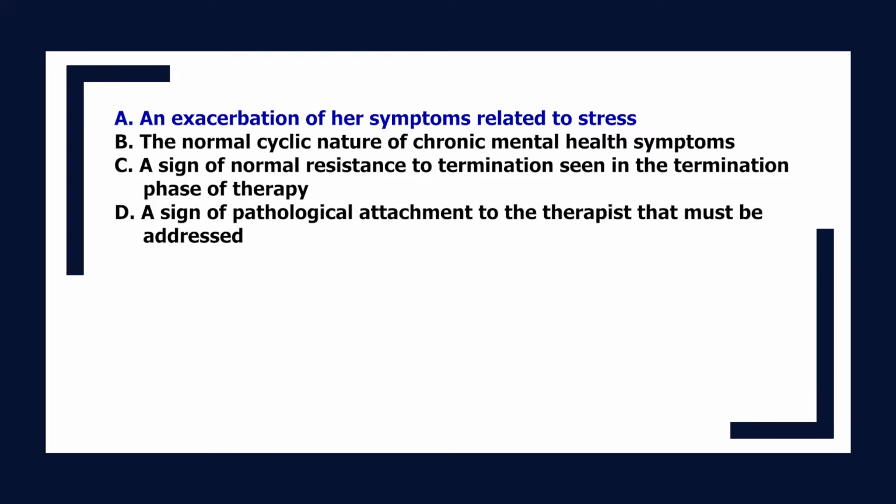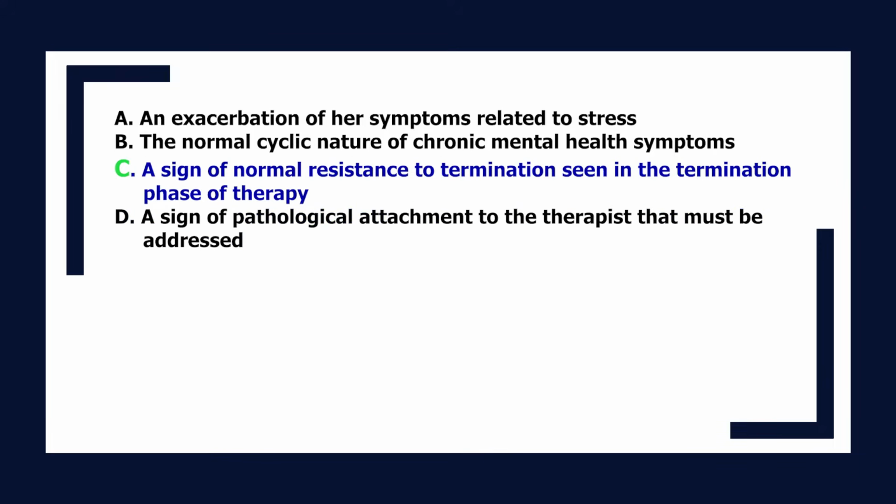A. An exacerbation of her symptoms related to stress. B. The normal cyclic nature of chronic mental health symptoms. C. A sign of normal resistance to termination seen in the termination phase of therapy. D. A sign of pathological attachment to the therapist that must be addressed. The correct answer is C. A sign of normal resistance to termination seen in the termination phase of therapy.